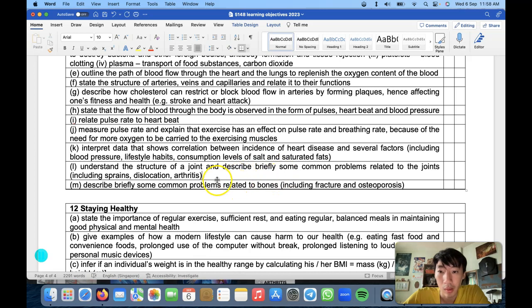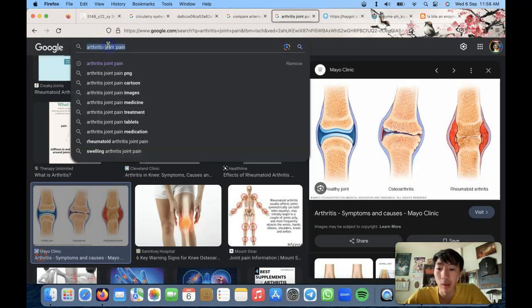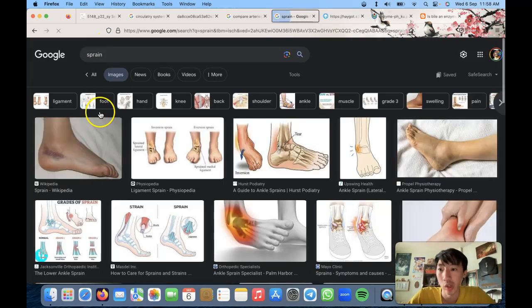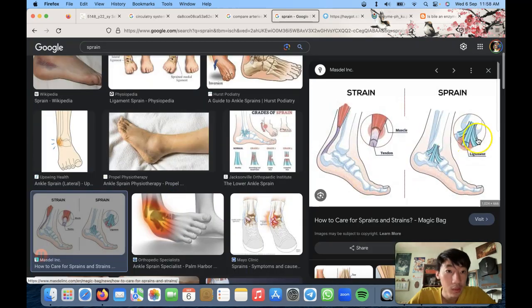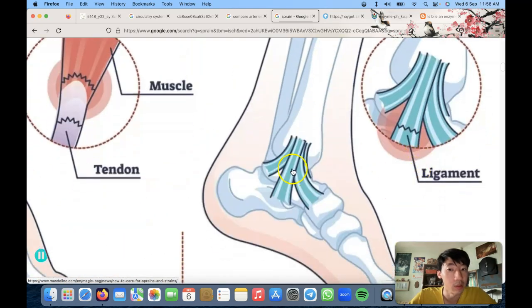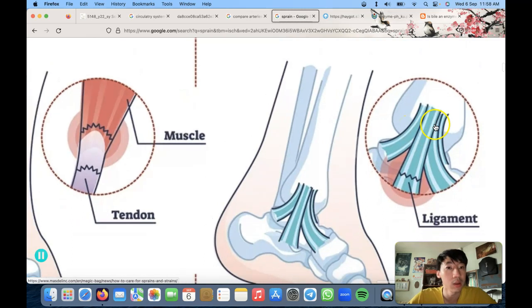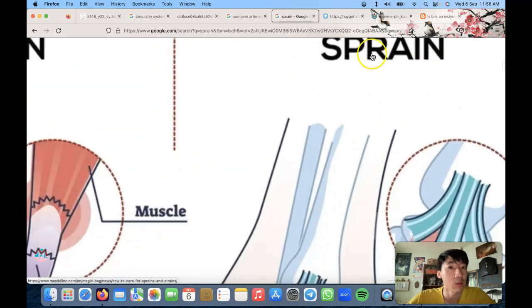Okay, then sprains. Sprain is quite simple. Sprain is just when you overstretch your ligament. Let's focus on sprain. Sprain is just about ligament. So you know that ligament connects your bone to your bone. If you overstretch your ligaments, there's a small tear in the ligament. This is what I call a sprain.